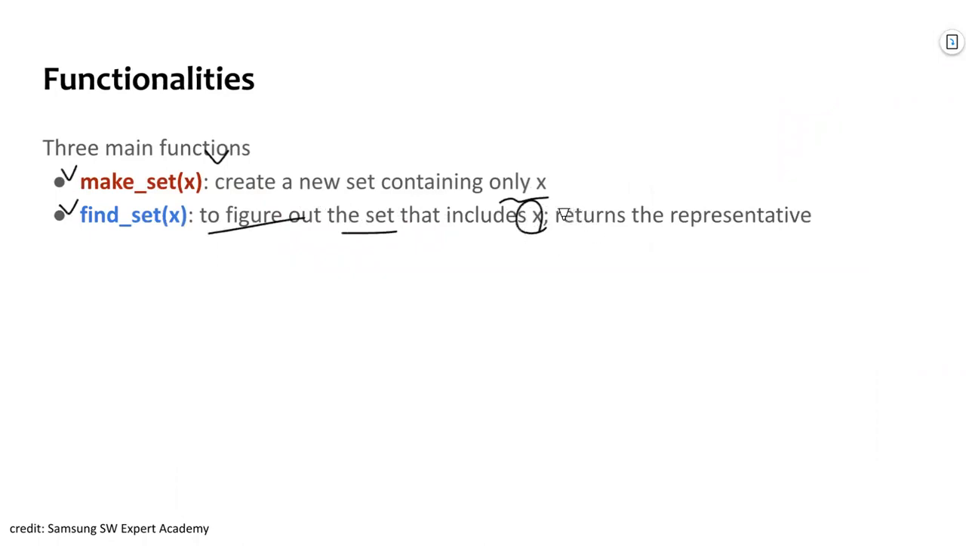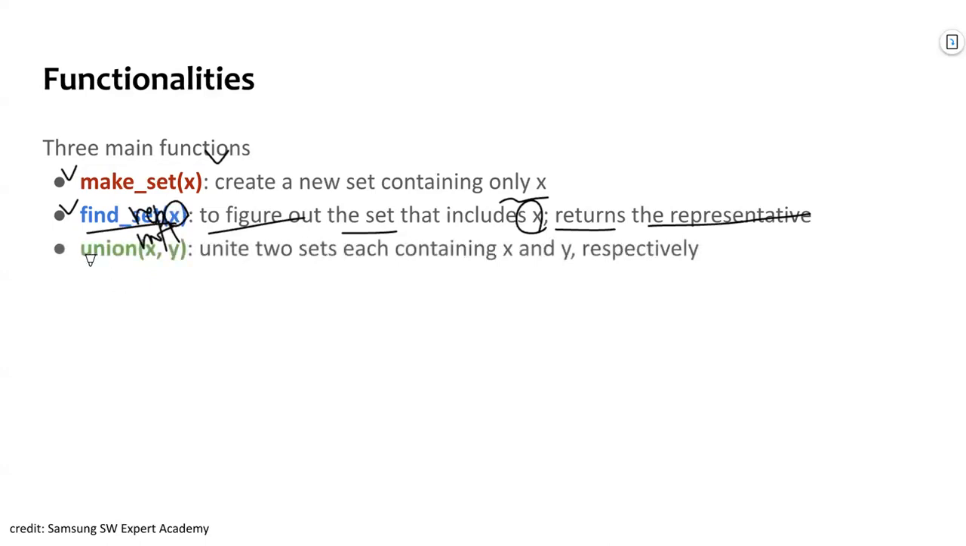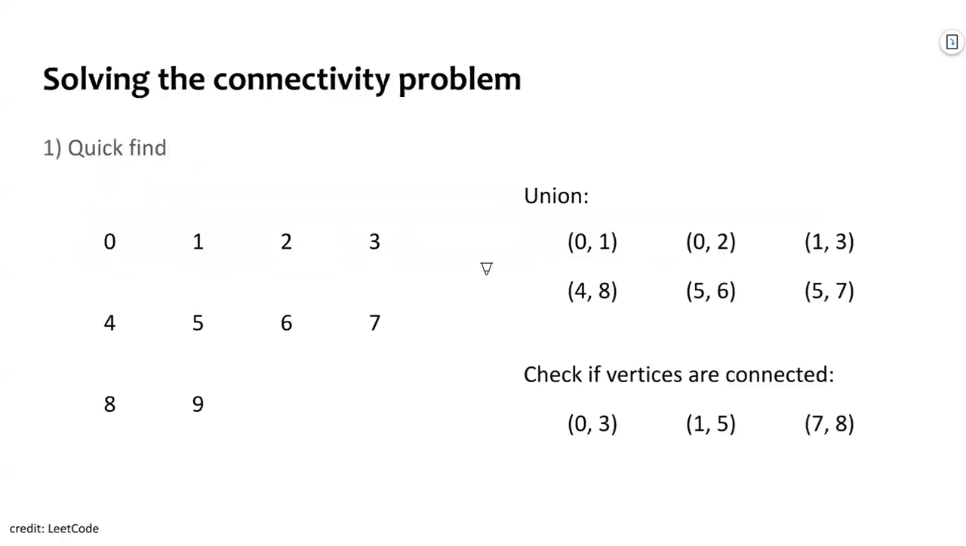And this function returns the representative of the set. So find set actually means find the representative, or find the root, of the set that contains X. And the union operation unites two sets, each containing X and Y. I'm going to show you examples figuratively.